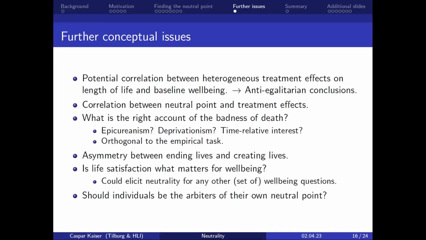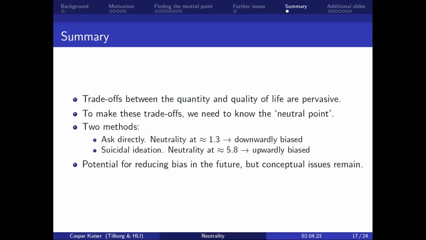So there seems to be this asymmetry between the neutral point concerning the end of life and the neutral point concerning the beginning of life. We should make some sort of sense of that if we want to use well-being data together with data on the length of life and fertility to make policy choices. There's lots more to talk about here, but I will just end here. There are trade-offs between the quantity and quality of life. I think they're fairly pervasive. We need to know the neutral point to make these kinds of choices.